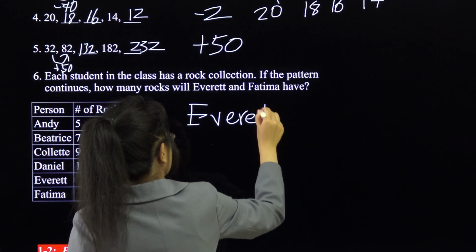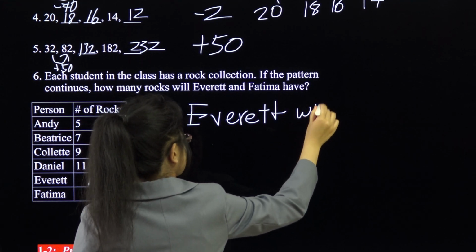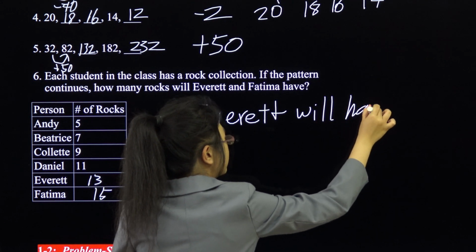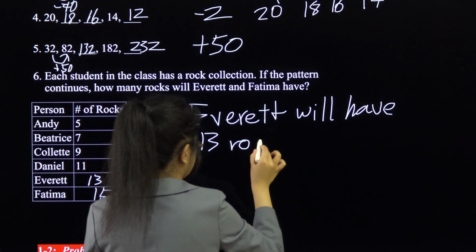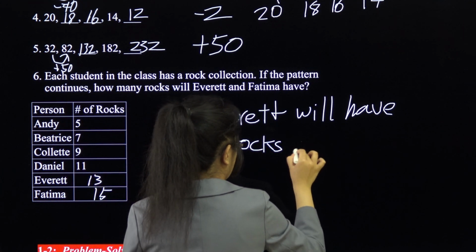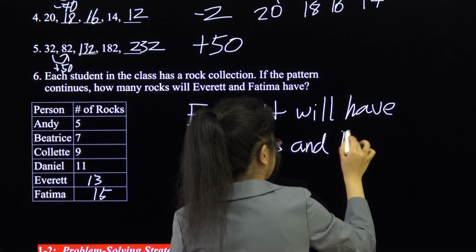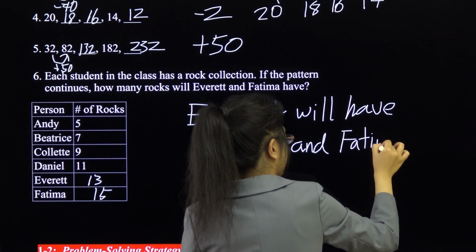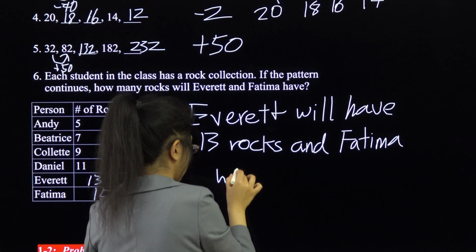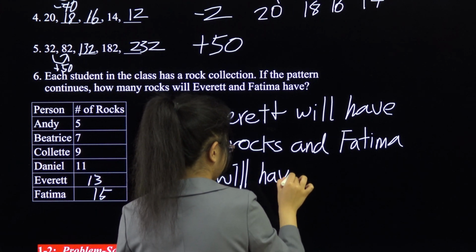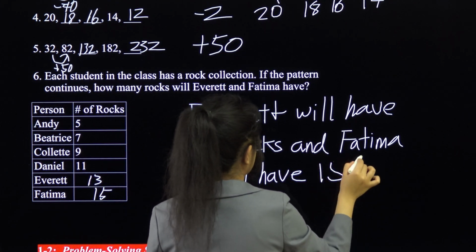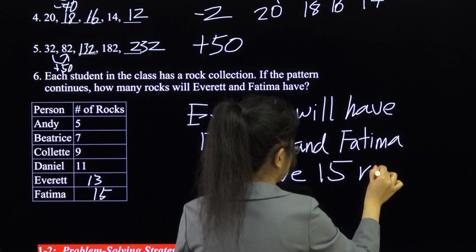Everett will have 13 rocks, and Fatima will have 15 rocks.